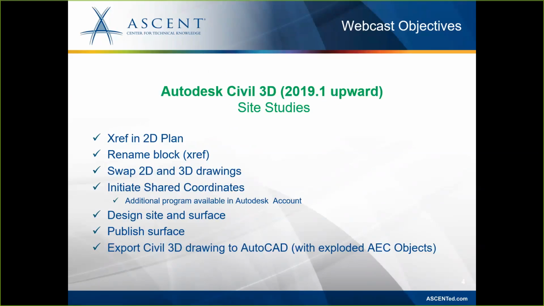And then we're going to export the Civil 3D drawing to AutoCAD with the exploded AEC objects. Basically, AEC objects are objects that are specific to Civil 3D that native AutoCAD can't understand. Thus, if we bring that drawing into Revit, Revit won't be able to understand these AEC objects. So that's why we have to explode them, dummy them down to regular AutoCAD objects. And I'll show you a few tricks that we can do to work with that as well.